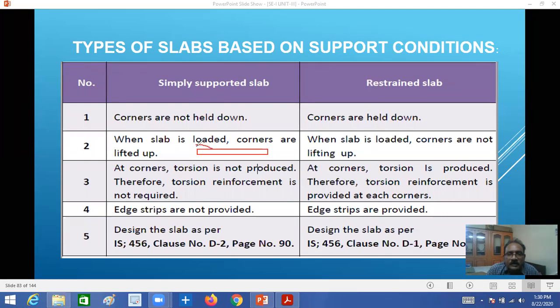If the corners are not held down, the slab will move like this. Okay, so again this will be held down. So here, to avoid this deflection, we have to provide additional torsional reinforcement at corners. Tension reinforcement is not required here and here. Edge strips are not provided, edge strips are provided.